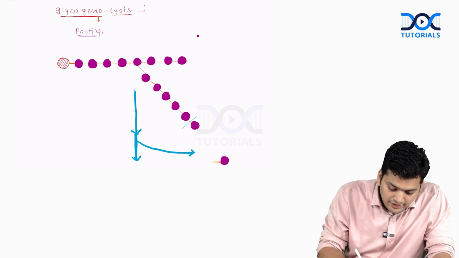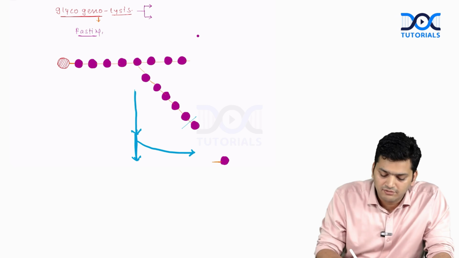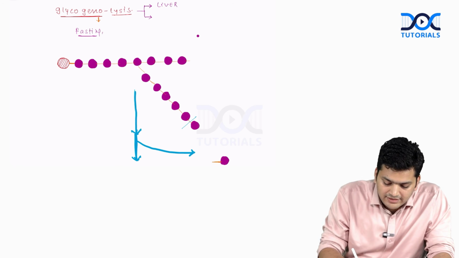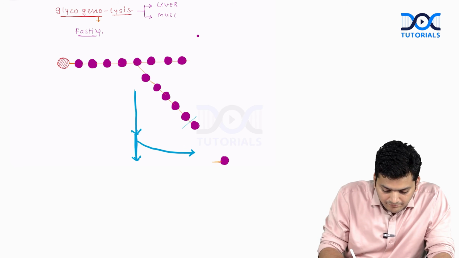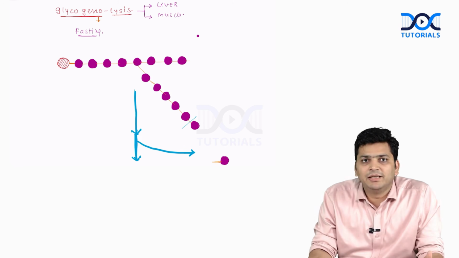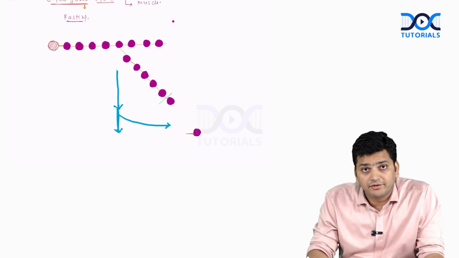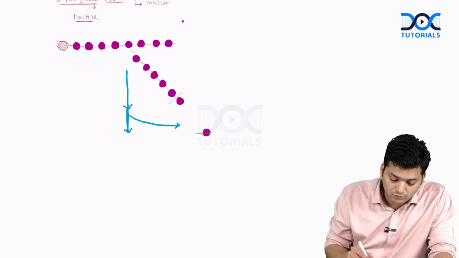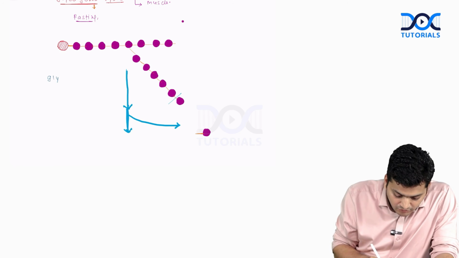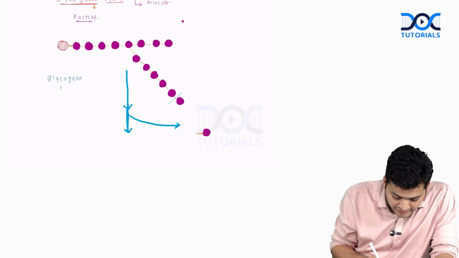And this glycogenolysis will occur in two organs because the glycogen is found mainly in two organs. One is the liver and second is the muscle. These are the two tissues which mainly have the glycogen. Here is the glycogen molecule and I want to cut it. To cut the glycogen molecule, I will use an enzyme called glycogen phosphorylase.